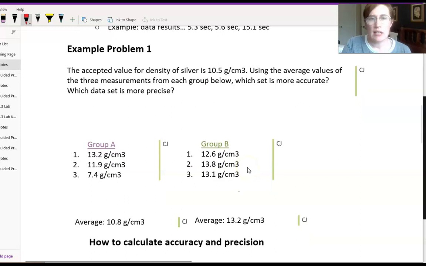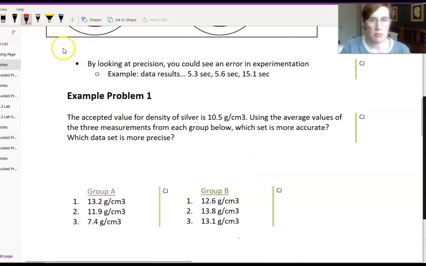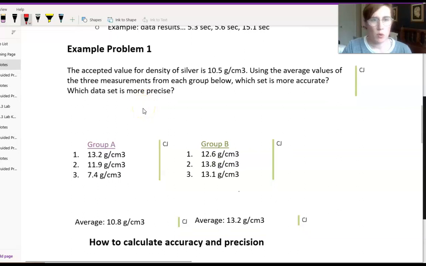So now let's look at an actual problem with these numbers. Example problem number 1, we are given an accepted value. So accepted is the actual value of a measurement. Okay, that's what the accepted value means. And here the accepted value is that the density of silver is 10.5 grams per centimeter cubed.